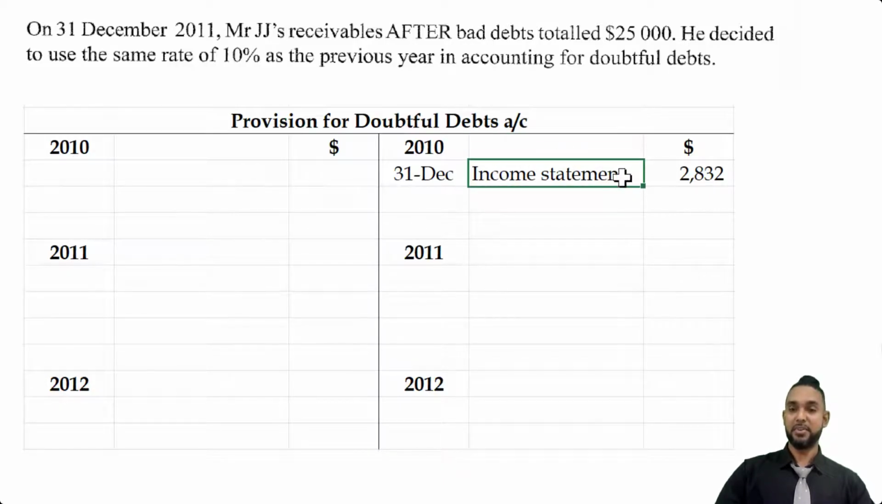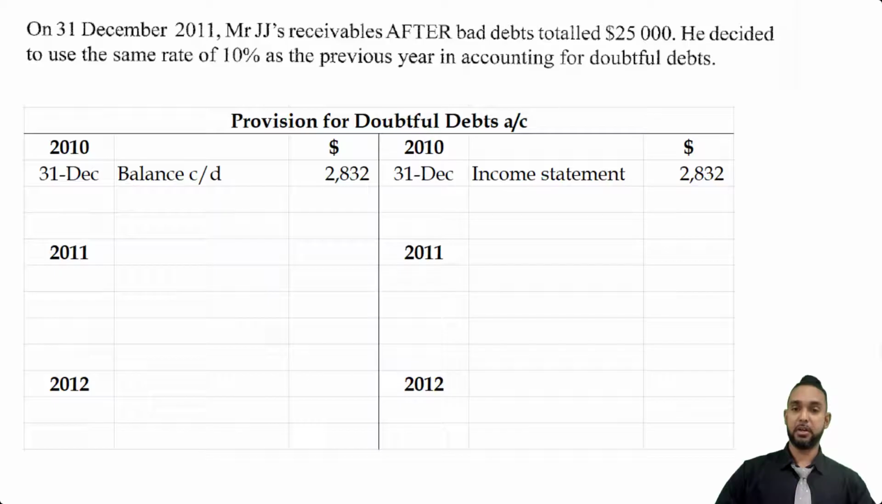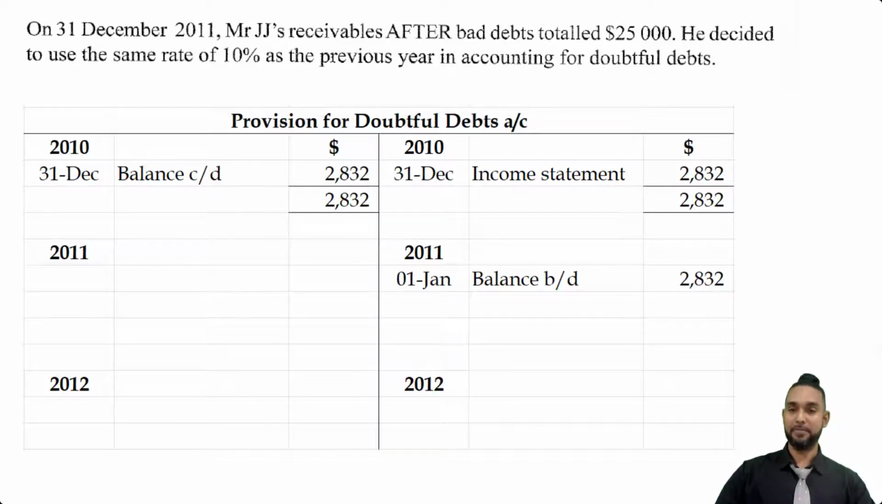This tells us the other account affected by this entry, which is the income statement. Okay, now at the end of 2010, we're just going to balance off the account, total both sides, and we are going to bring the balance down to 2011. Now in 2011, remember the question told us that we have 25,000, which is the receivables after bad debts, and we're using the same 10% to make the provision. Now we find 10% of 25,000, that's 2,500.